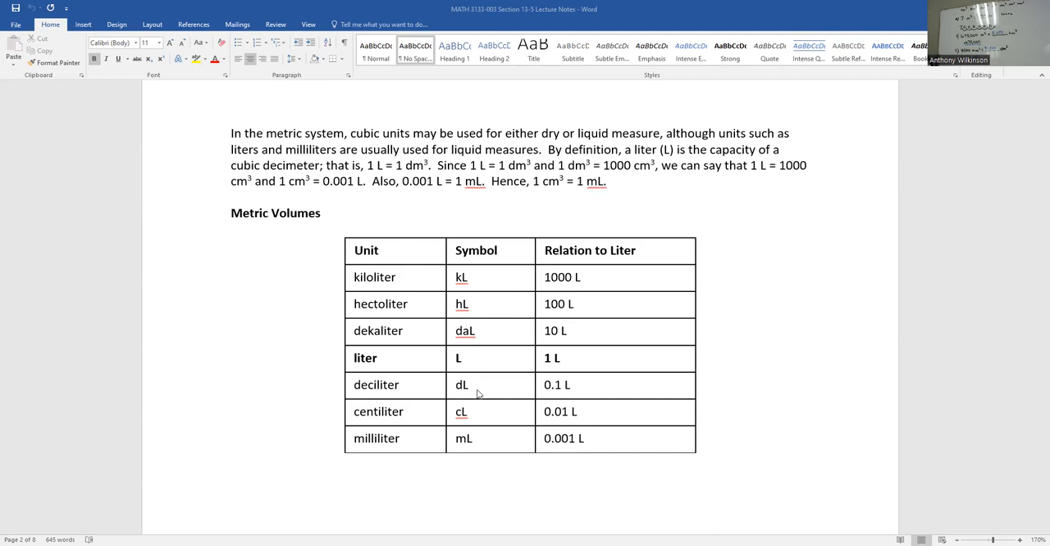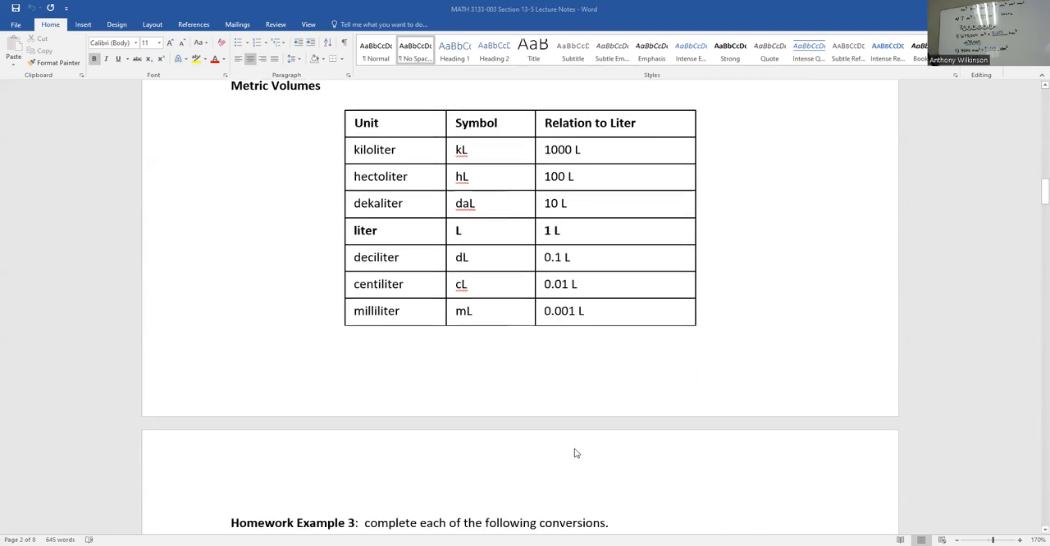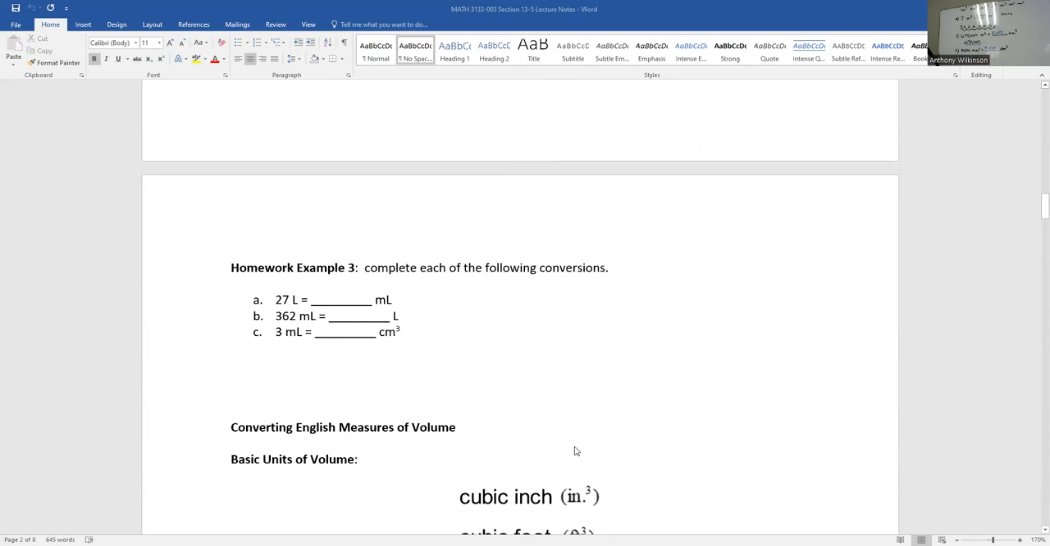Okay, so here, this is just for liters. 1 kiloliter is 1,000 liters. A hectoliter is 100 liters. A decaliter is 10 liters. And then for a deciliter, that's 1/10 of a liter. A centiliter is 1/100 of a liter. And a milliliter is 1/1,000 of a liter. Okay. So we're going to use that to help us convert these.